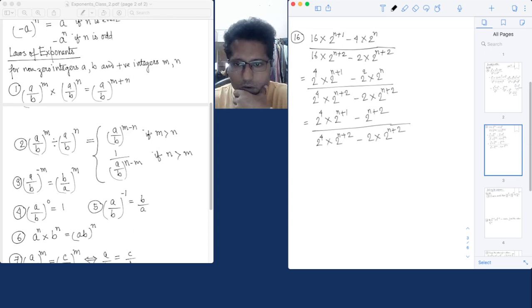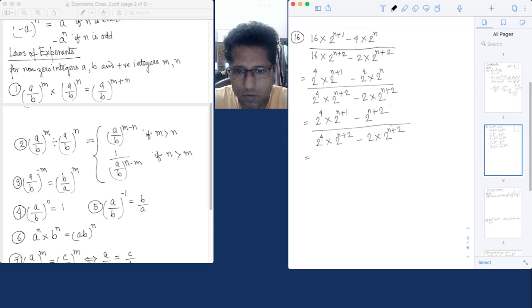Now clearly this thing is the only thing common to all the 4 numbers. As you can see, the numerator is a difference of 2 numbers and the denominator is also a difference of 2 numbers. So in all these numbers, this number, this number, this number and this number, the common thing we can see is 2 raised to the power n plus 2.